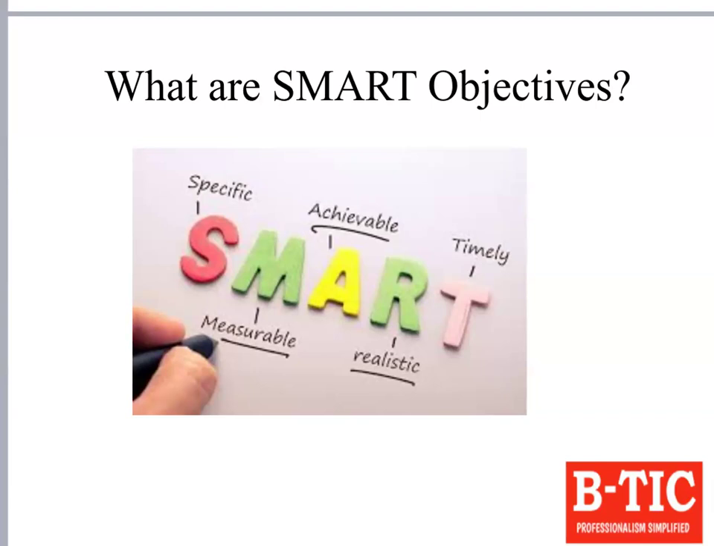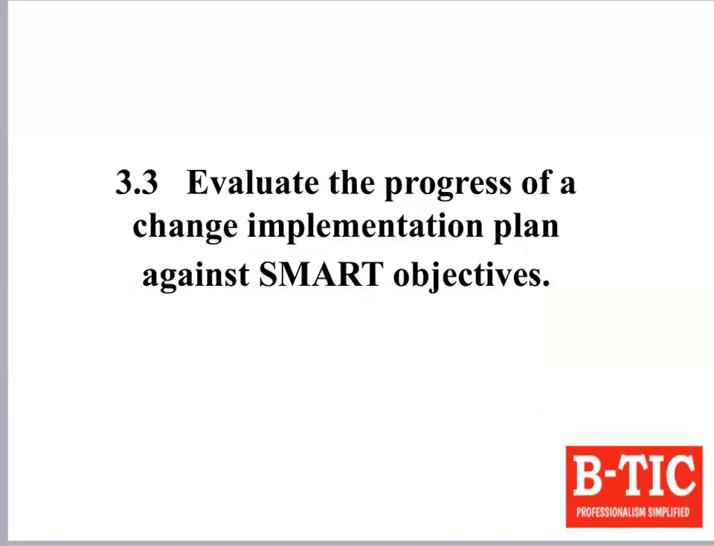Now let me come to the question. The question is this: evaluate the progress of a change implementation plan against smart objectives in your institution. So initially, you need to know what your plan is, what your change is about, and you will have a plan, and you will have an implementation plan as well. So what is the change? Your plan, how you're going to change everyone one by one, and the implementation, the action plan, in order, which one you do first, which one you do after, which one you do finally. You have an order. Okay, that is your action plan.